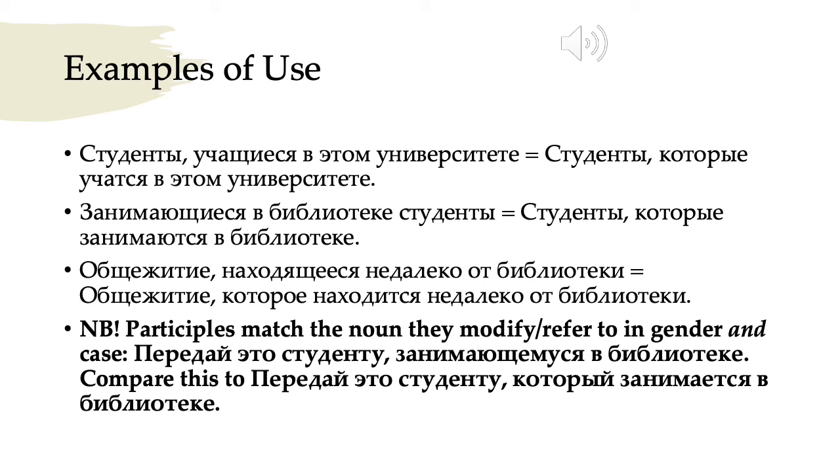However, note that participles match the noun they modify or refer to in gender and case. So который matches the noun that it refers to in gender, but it takes the case of its own clause. However, participles take both the gender and the case from the noun that they refer to. So, for instance, передай это студенту, занимающемуся в библиотеке. Студенту is dative, and занимающемуся is also dative. Compare this to передай это студенту, который занимается в библиотеке. Pass this on to the student who's doing homework in the library. In that case, студенту is dative, but который is nominative. These both mean the same thing, but notice the slight difference in grammar between занимающемуся and который занимается.